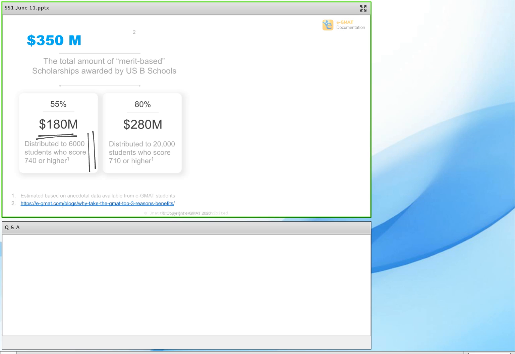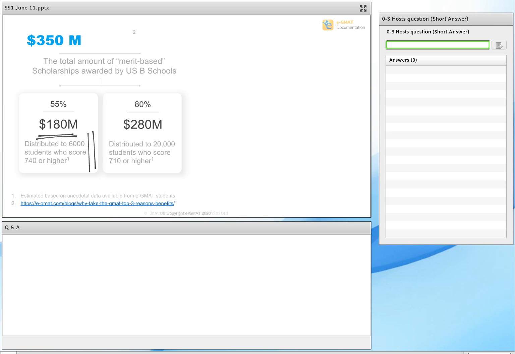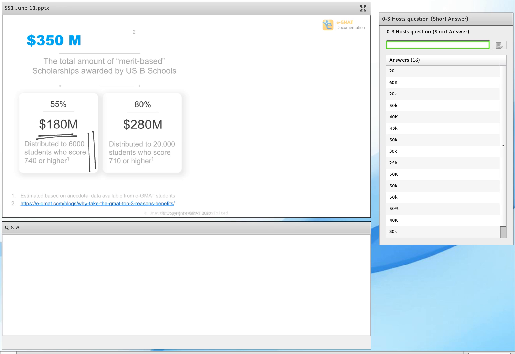I don't have a poll built for this, but would anyone wager what the average scholarship amount is that we've calculated these folks get? 740 or higher, so 740, 750, 760. Interesting. So the average scholarship amount differs based on schools.